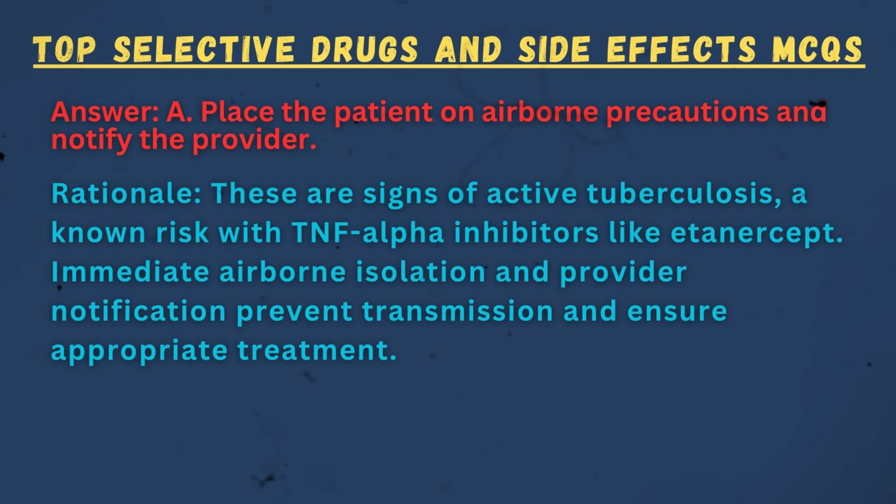Answer: A. Place the patient on airborne precautions and notify the provider. Rationale: these are signs of active tuberculosis, a known risk with TNF-alpha inhibitors like etanercept. Immediate airborne isolation and provider notification prevent transmission and ensure appropriate treatment.